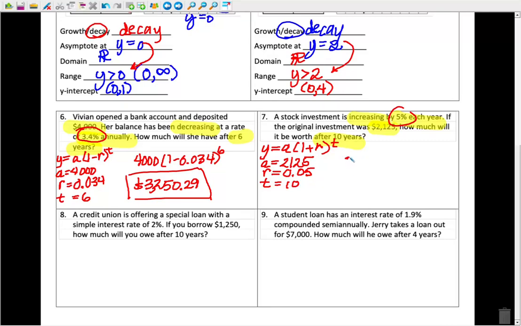Again, let the calculator do all the work for you. Just write the formula down first. All right, when you do this to the nearest cent, this is what you should have. $3,461.40.